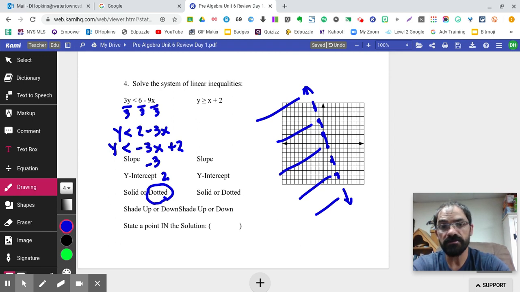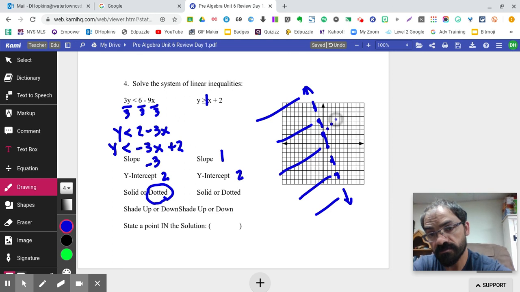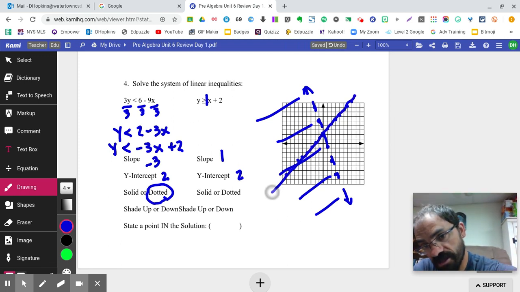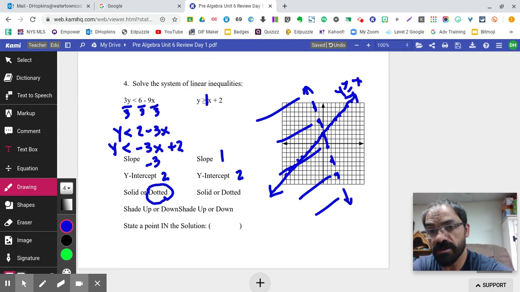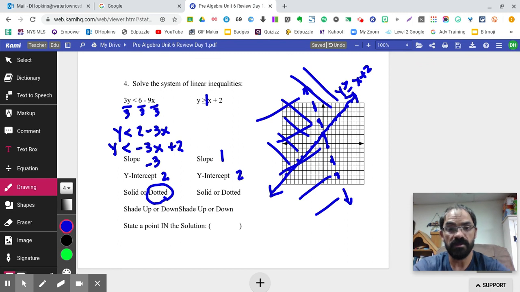The second inequality, it's already in the form y equals mx plus b. The slope is the number in front of x. Since nothing's there, it is a 1. The y-intercept is 2, the other number. So let's start at 2 and go up 1 over 1. Because the slope is 1. And since it's equal to, it's a solid line. And that is y is greater than or equal to x plus 2. I'm going to shade above because it's greater than. It's a solid line.